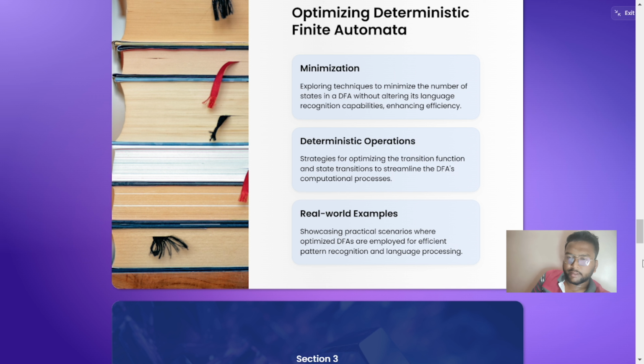Real world examples showcase practical scenarios where optimized DFAs are employed for efficient pattern recognition and language processing. Actually, these have been efficiently reduced, right? Or if it is changed, it is checked whether the DFA is being efficiently used in the real world or not.